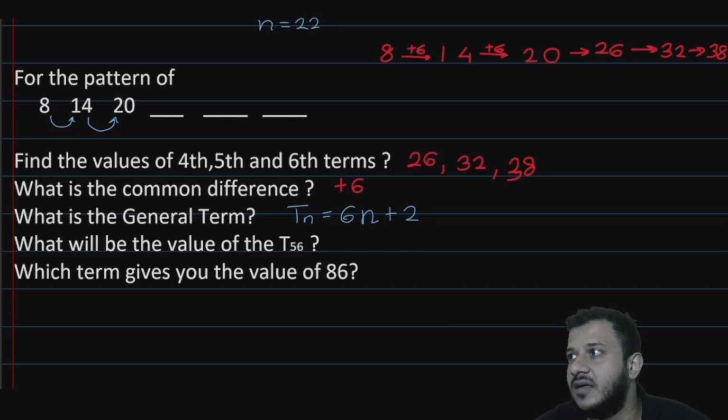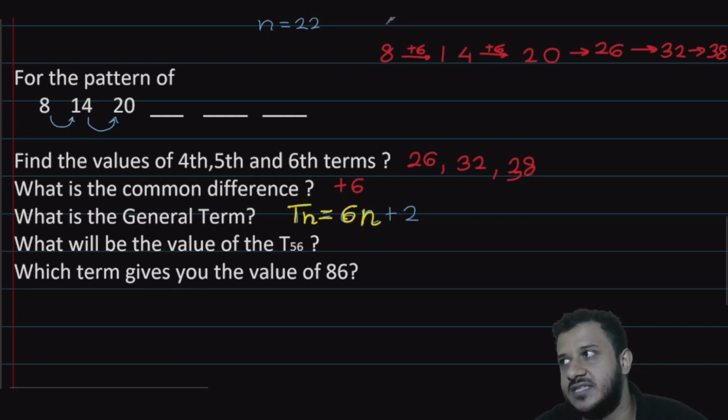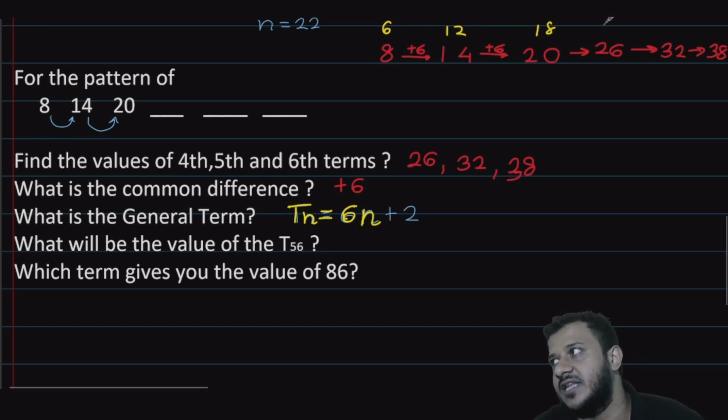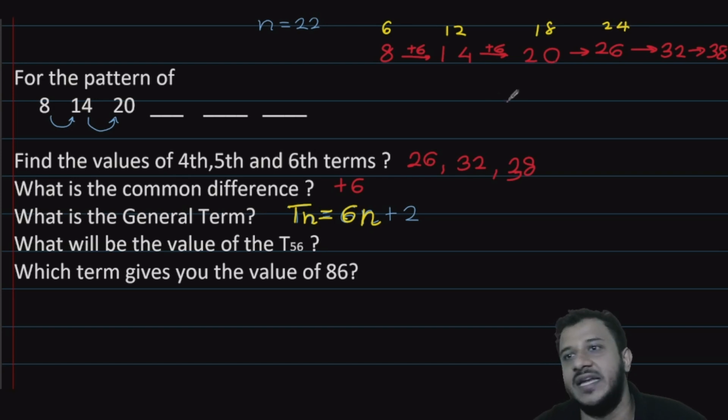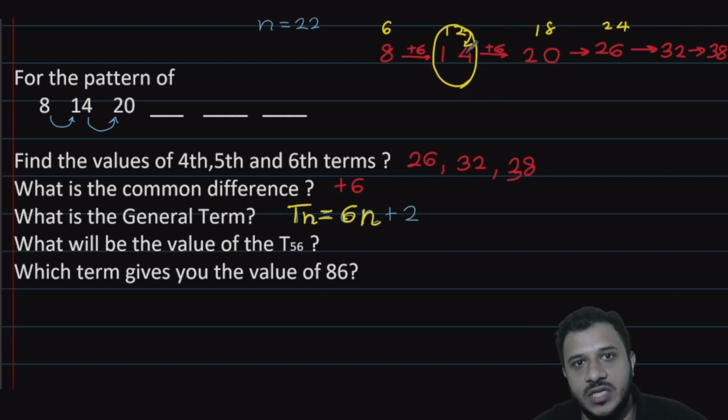Then we know the common difference is 6, so the term equation is easy to make. Now we know it's 6 timetables. Let's write down 6 timetables here: 6, 12, 18, 24, like that we can keep on writing. Now select anything you like here. I will select this one. Now think about 12 to become 14, what should happen? Plus a 2, right? Yes, plus 2. You write plus 2.